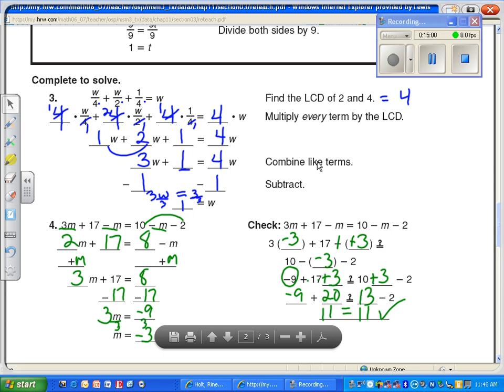And then check it if you've got some time, but you don't have to check it. It just would be nice to make sure that the answer that you got is correct. And you can do that really quick. You don't have to do this whole big thing over here. You can just plug in the numbers and see if you get it right. All right.